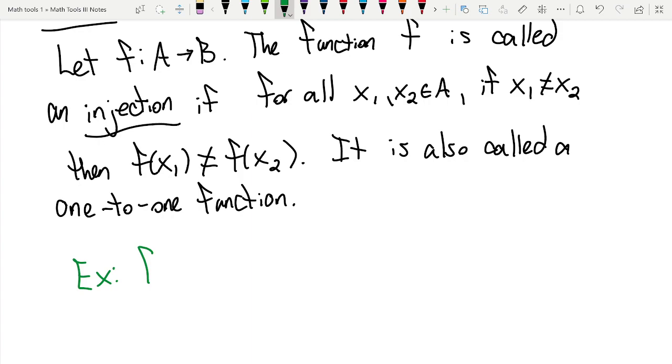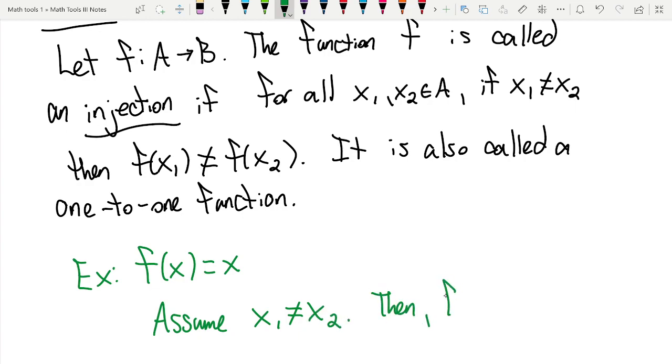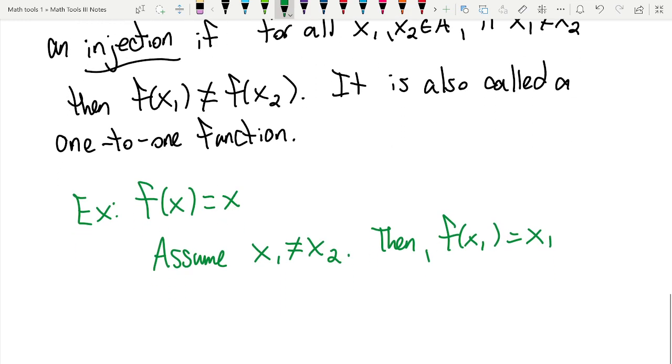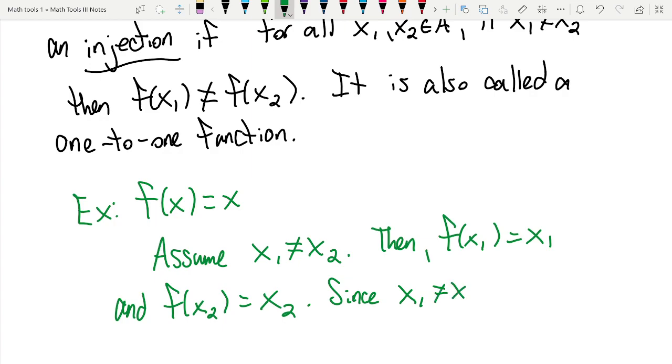So for example, if we look at the function f of x equals x, well then we say, okay, assume x1 does not equal x2. Then f of x1 equals x1 because that's the definition of the function. And f of x2 equals x2. And then since x1 does not equal x2, f of x1 does not equal f of x2. Okay, so this tells us that this function is indeed injective.